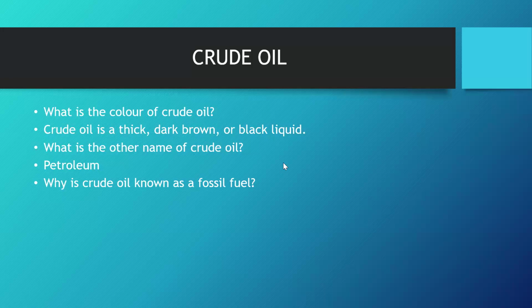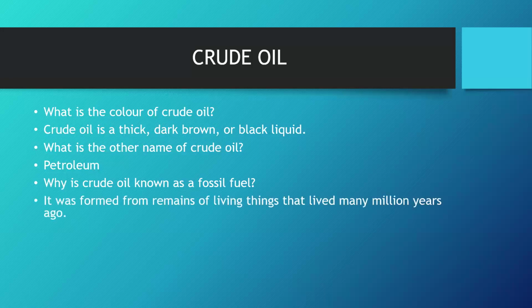Okay. So basically the reason why it's called a fossil fuel is the fact that there is decay over millions of years of these organic substances. So it is formed from remains of living organisms that lived many million years ago. So that is why when you are looking at renewable and non-renewable fuels, you realize that crude oil falls under one of those fuels. Which fuels does it fall under? Renewable or non-renewable? You can post your answers in the chat.